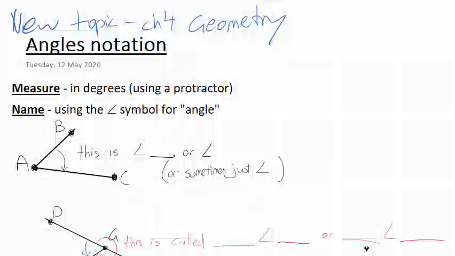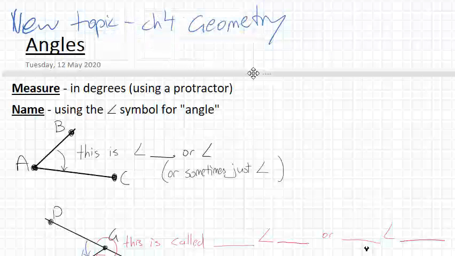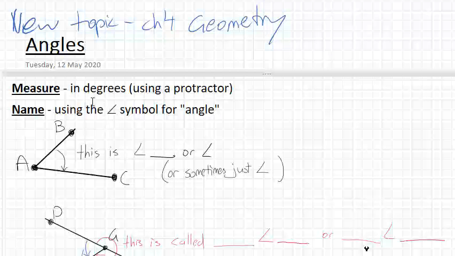We're now on to a new topic, which is geometry, or angles and shapes. What we're going to start with is a whole bunch of words, so angles, notation. Really, let's just talk about angles. The first thing is, if you are asked to measure something, that means actually with a protractor, just like if you were measuring a length, you would use a ruler.